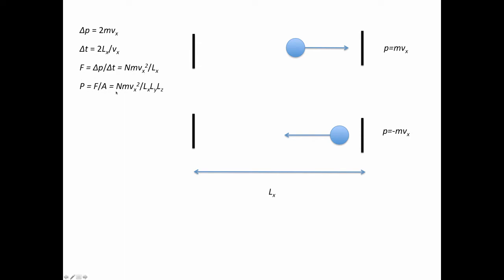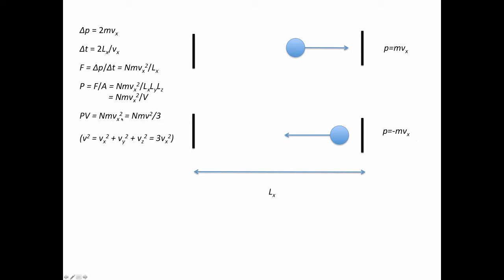The pressure is force over area. Well, the surface area of this side of the box is LyLz, so force over area is given by this expression here. LxLyLz is just the volume of the box. Ly and Lz, remember, are the dimensions of this face of the box. Rearranging this, we get PV is equal to N mvx squared.